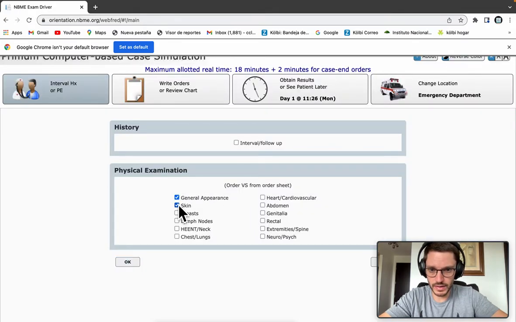Okay, so let's see how her cardiovascular is. We want to see if she needs vasopressors, and after that antibiotics. We have to start her on antibiotics. Let's see abdomen again, and nothing else.